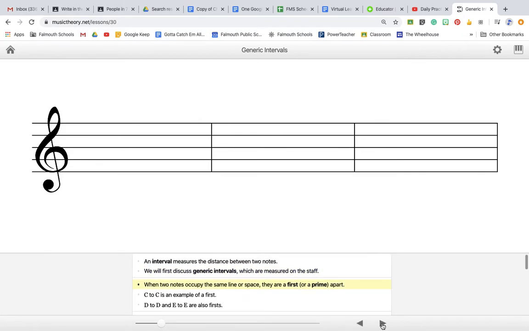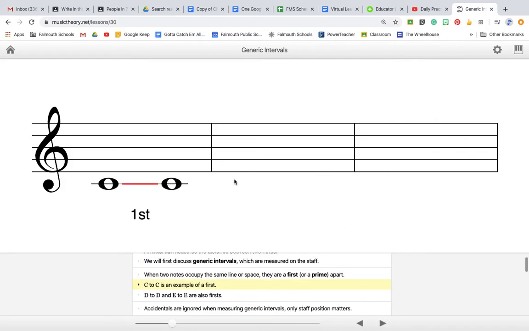So, when two notes occupy the same line or the same space, they are a first apart. We could also call them a unison. So, for example, C to C here is a unison. There is no change between those notes. Same thing with D to D or E to E.